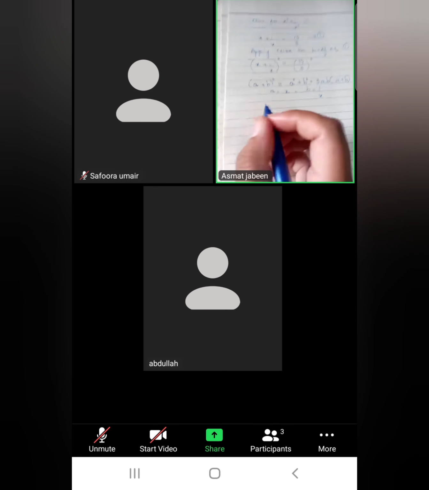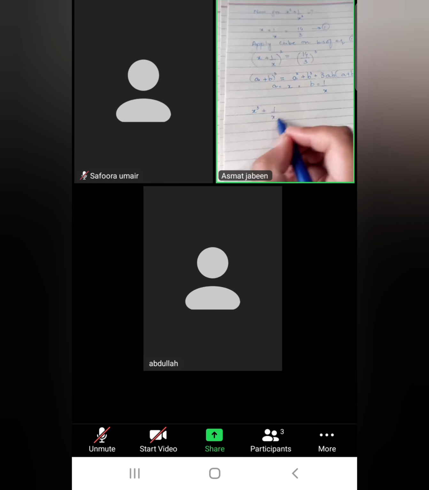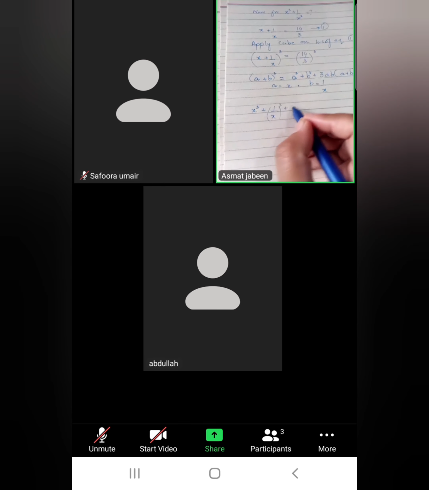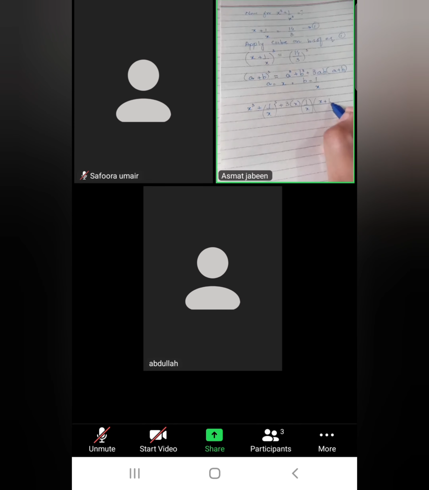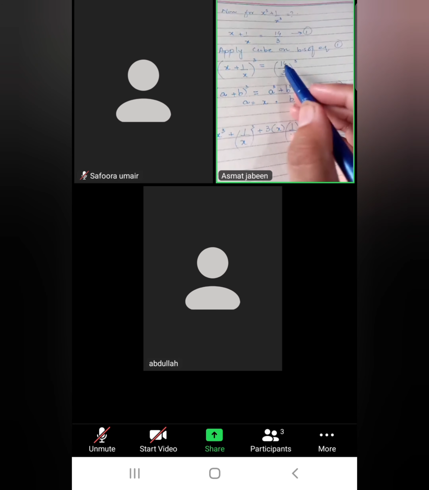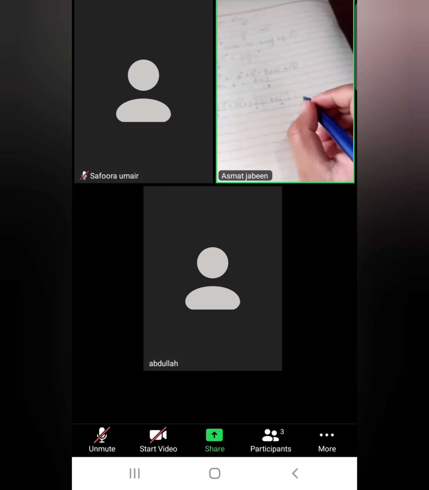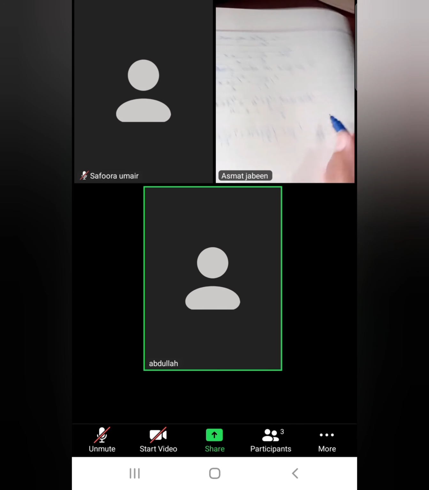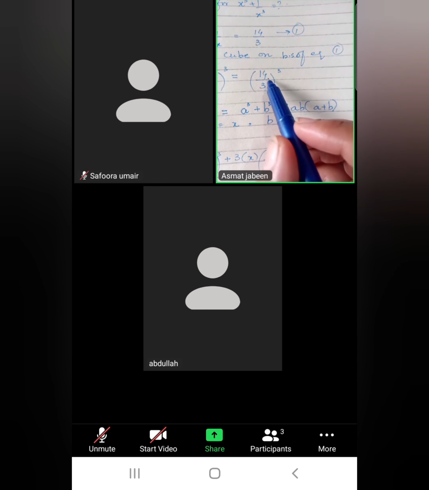Now a cube means x cube plus b cube means 1 by x whole cube plus 3 times a is x, b is 1 over x, into a plus b is x plus 1 over x is equal to, do you have a calculator? Okay, check the cube of 14, like power 3. What will it be? 14 times 14 times 14. All right, power 3.